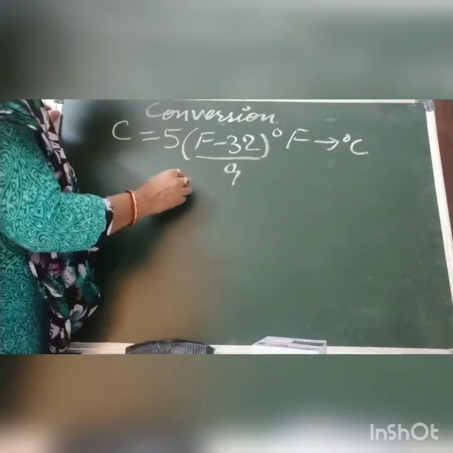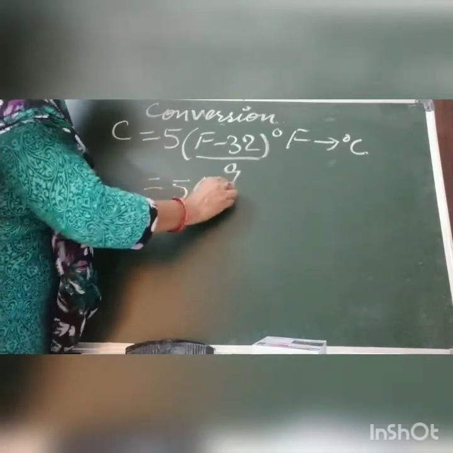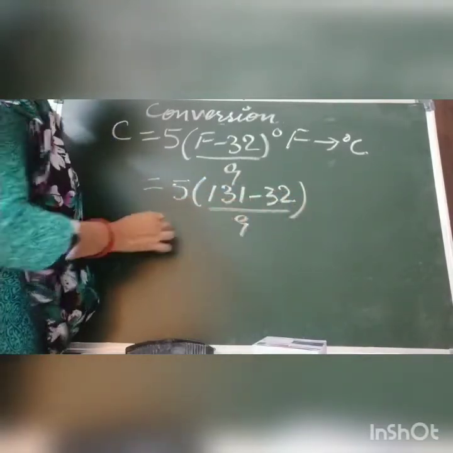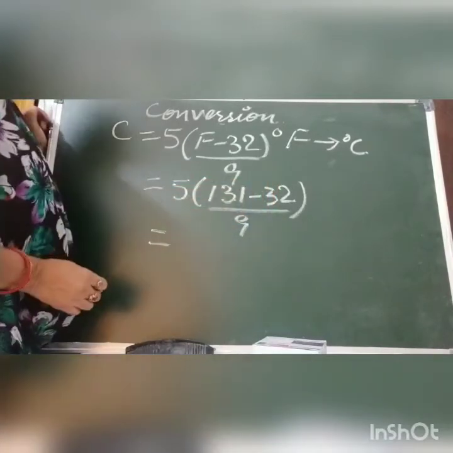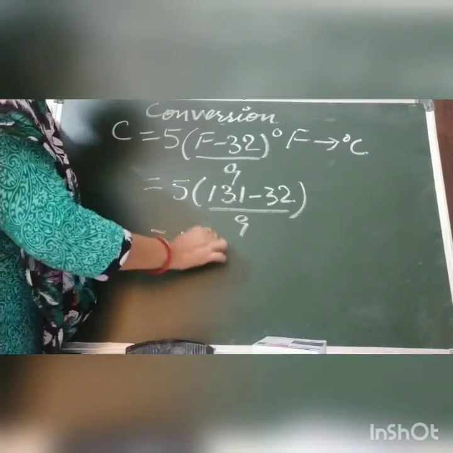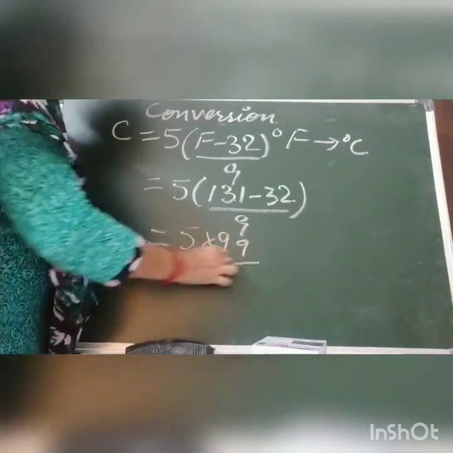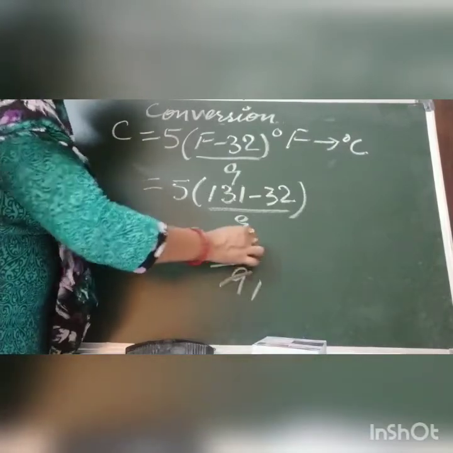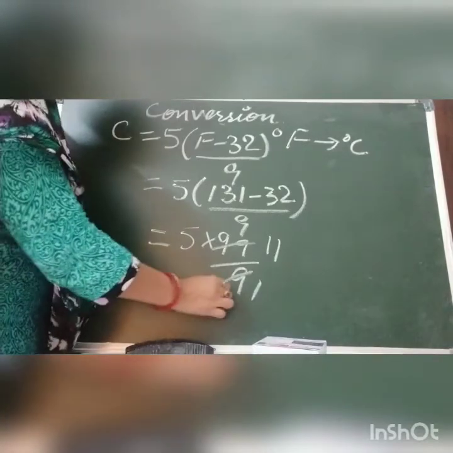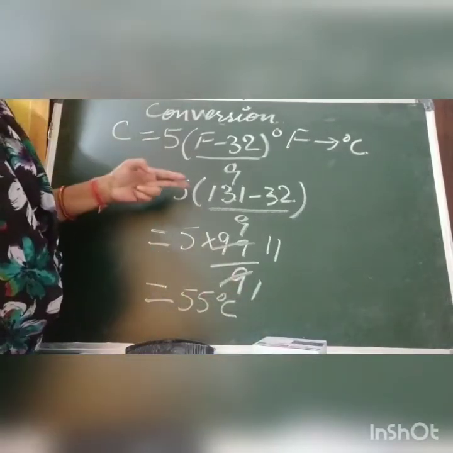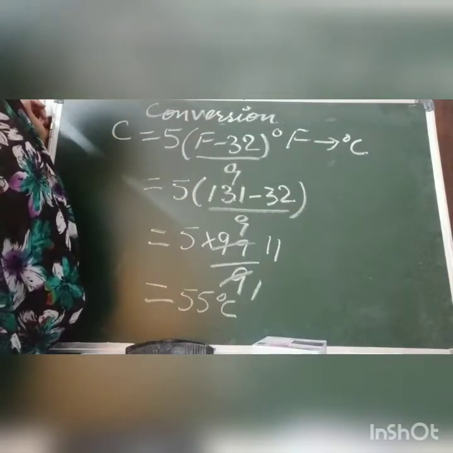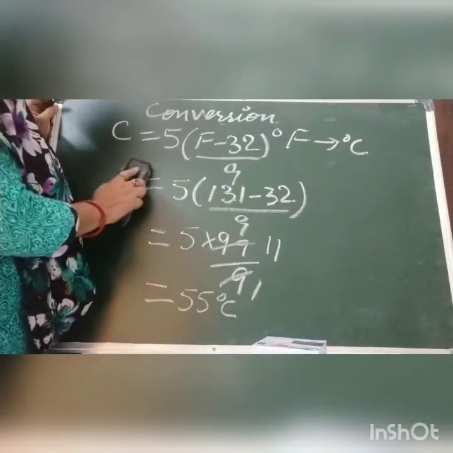Now F is given, we have to find out C. Suppose F is given 131. 131 minus 32 upon 9. 131 minus 32 is what? Subtract it. What will come? 99. 99 upon 9. 9 ones are 9. 11. 5 into 11, 55 degrees Celsius. If the temperature is 131 degree Fahrenheit, in degree Celsius what would it be? 55 degree.